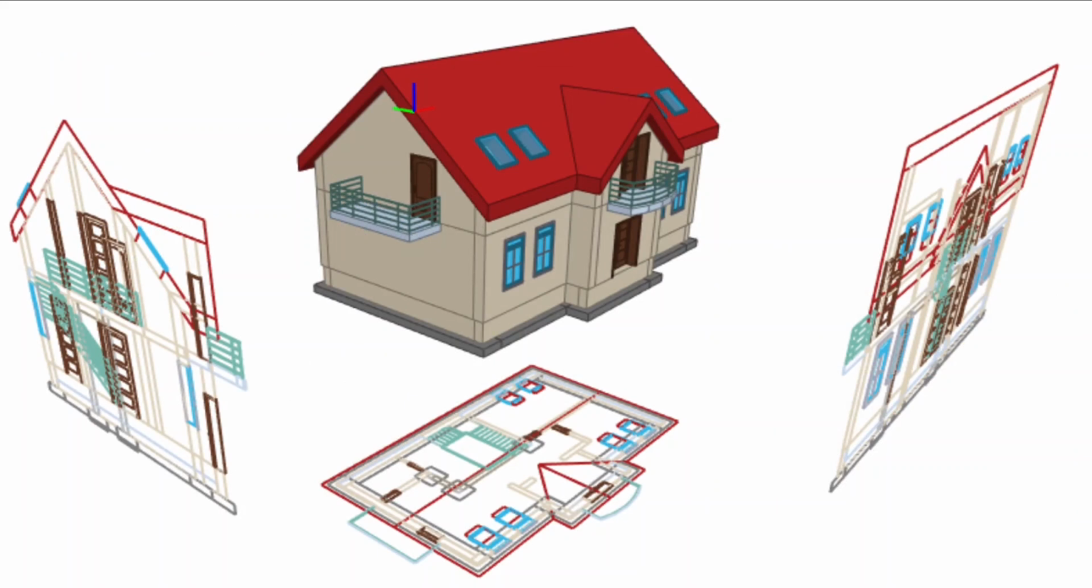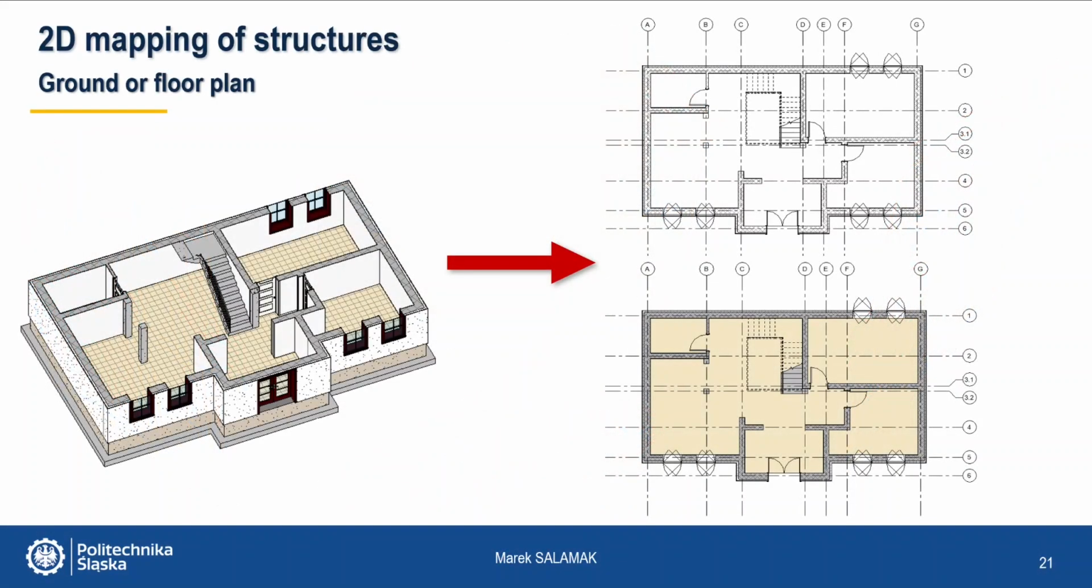Having a three-dimensional and solid building model, we can automatically generate its views, projections, and sections. At the same time, we list certain types of mapping specified in the construction drawing. First, the floor or floor plans.